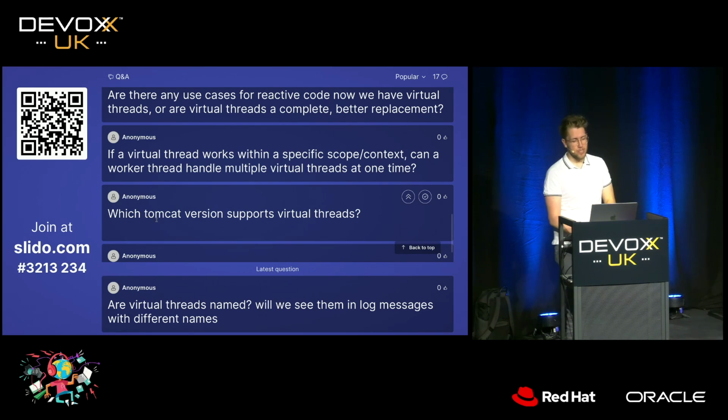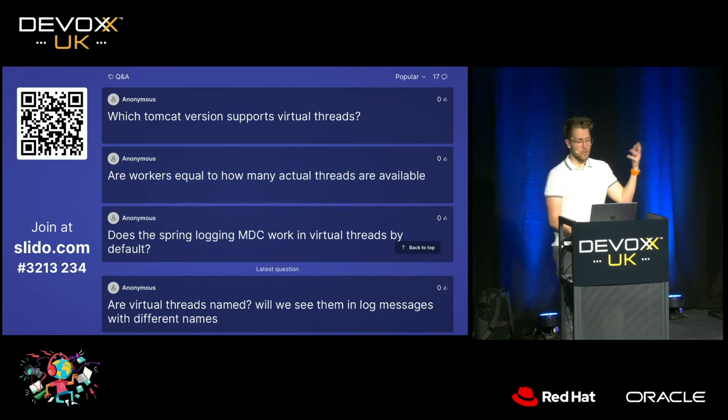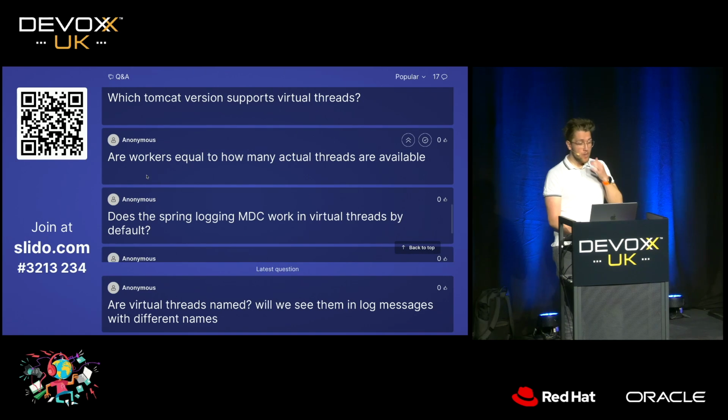Which Tomcat version supports virtual threads? I can't really say. You would have to check which version. I think they also announced that they are supporting it. I can't really tell you this right now, but I will look it up and I will add it later to the answers here. Are workers equal to how many actual threads are available?